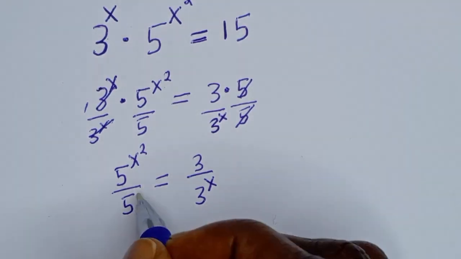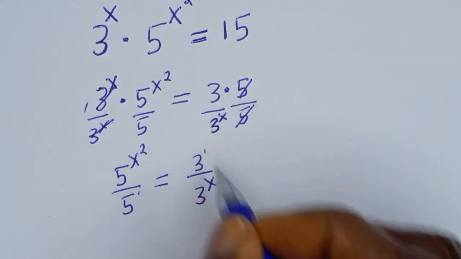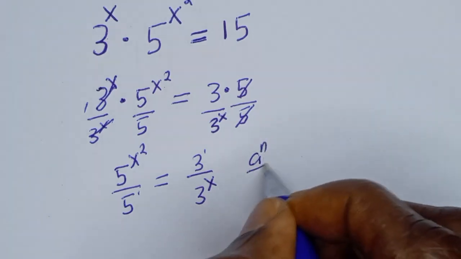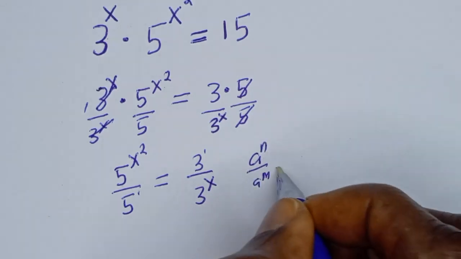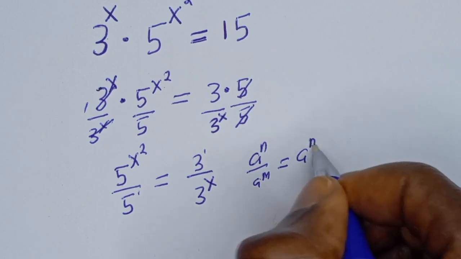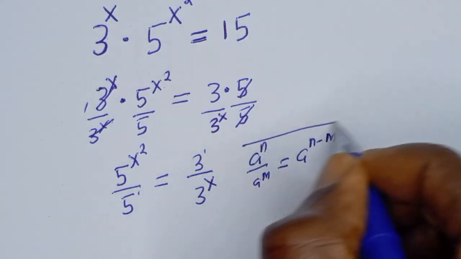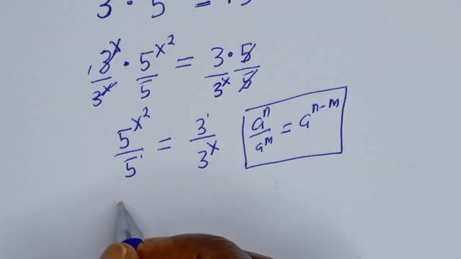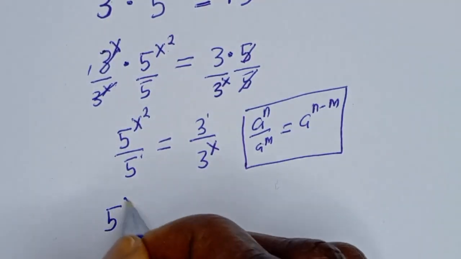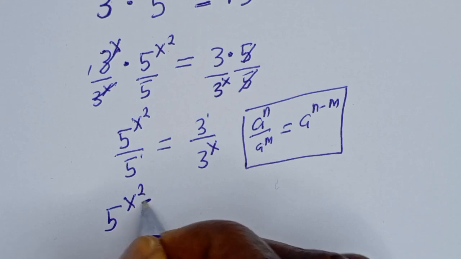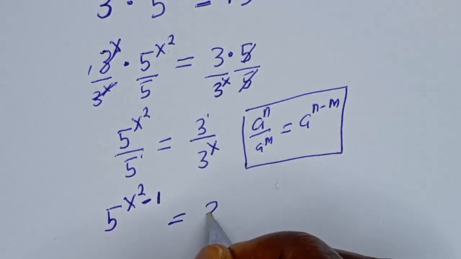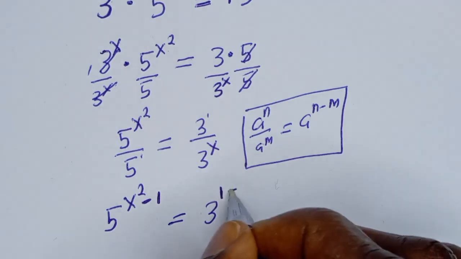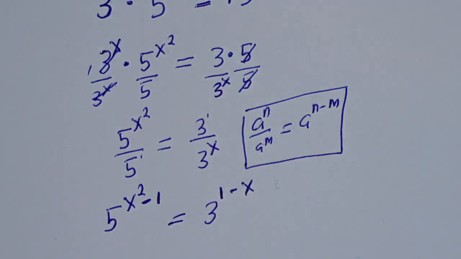So this is the same thing as 5 to the power of 1 and this is 3 to the power of 1. If you have a raised to power n over a raised to power m, this is equal to a raised to power n minus m. Then this can be written as 5 to the power of s squared minus 1 is equal to 3 to the power of 1 minus s.